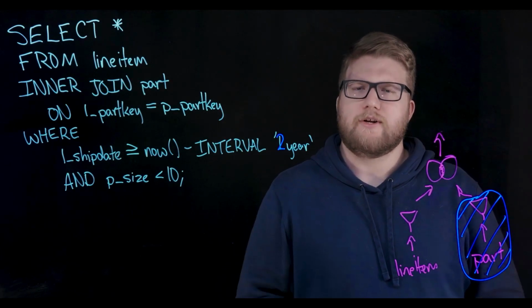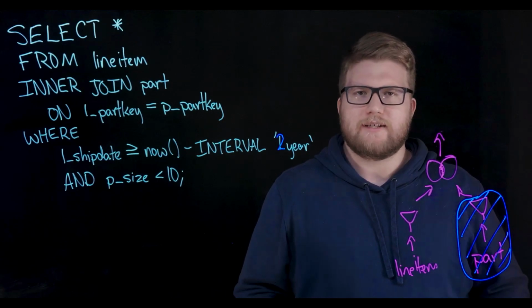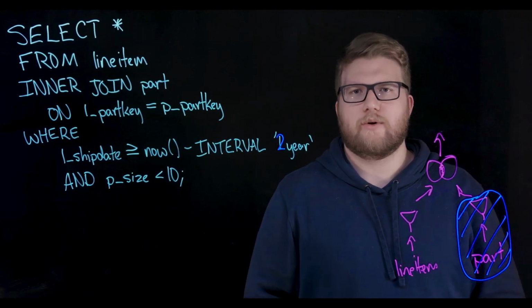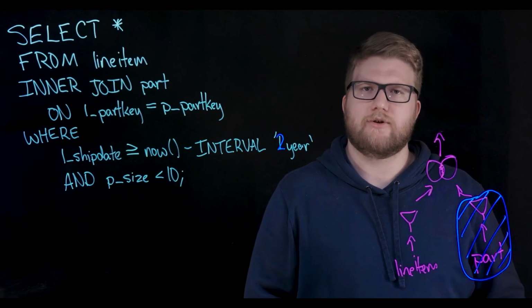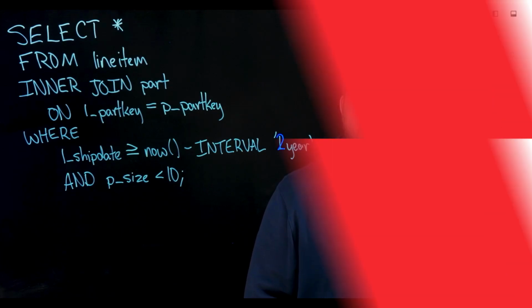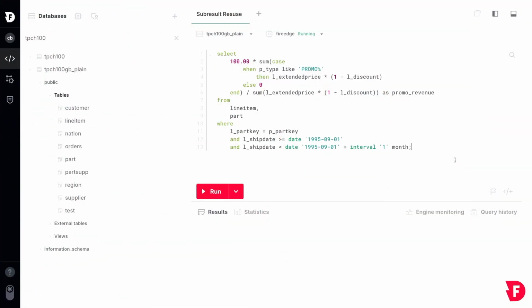This is super useful when you write data-intensive applications, because in many cases, you will have homogeneous query structures across your workload. With Subresult reuse, Firebolt is able to use your old queries to speed up your new ones. Let's take a look at Subresult reuse in action in Firebolt.